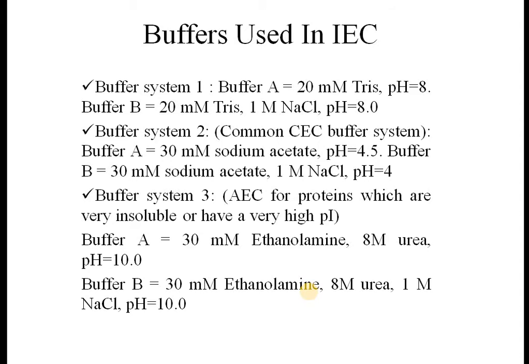Buffer A is 30 millimolar sodium acetate, pH 4.5. Buffer B is 30 millimolar sodium acetate and 1 M NaCl, pH 4.5. Buffer system 3 is for AEC, for proteins which are very insoluble or have a very high pI. Buffer A is 30 mM ethanolamine, 8 M urea, pH 10. Buffer B is 30 mM ethanolamine, 8 M urea and 1 M NaCl, pH 10.